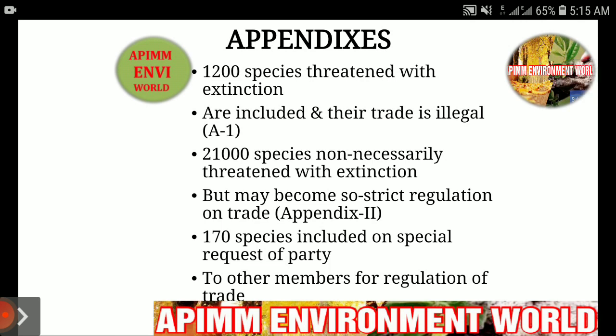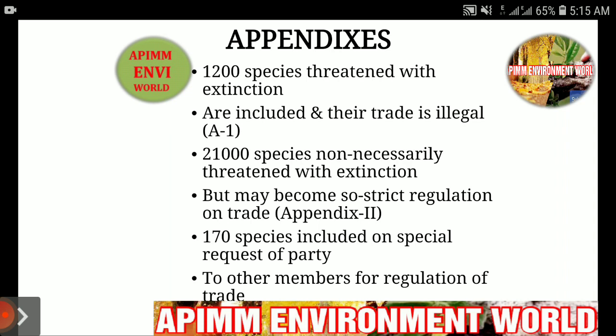As I already told you, this convention is a type of appendix-driven multilateral environmental agreement. So it is important to tell you about the three different types of appendices here and what the provisions are in each appendix of this convention. In Appendix 1, 1200 species threatened with extinction are included and their trade is illegal. Okay, this is the condition in Appendix 1.